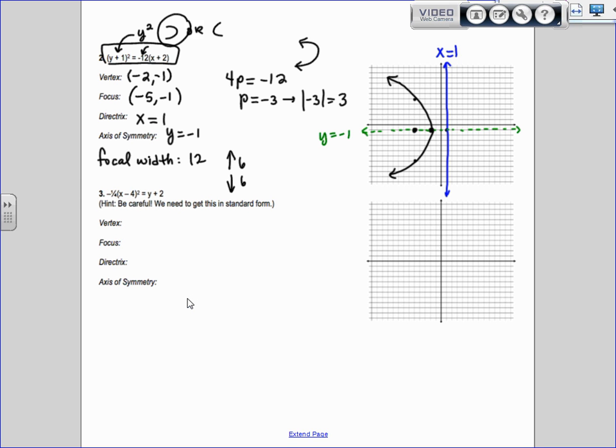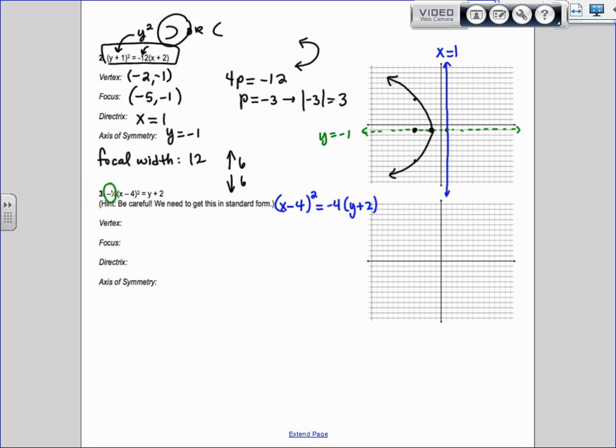So there's too much bling. We need to get rid of some of that bling and bring it to the other side. So we have this -1/4. I'm going to multiply that -1/4 by -4 to get to the other side. So I'm going to rewrite. I'm going to have x minus 4 squared equals -4 times parentheses y plus 2. And that's our standard form.